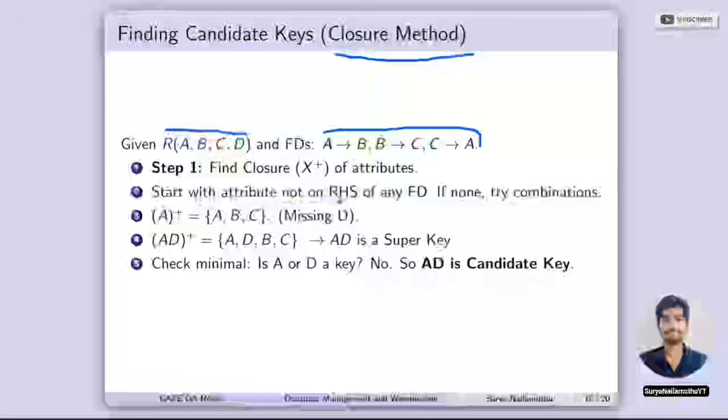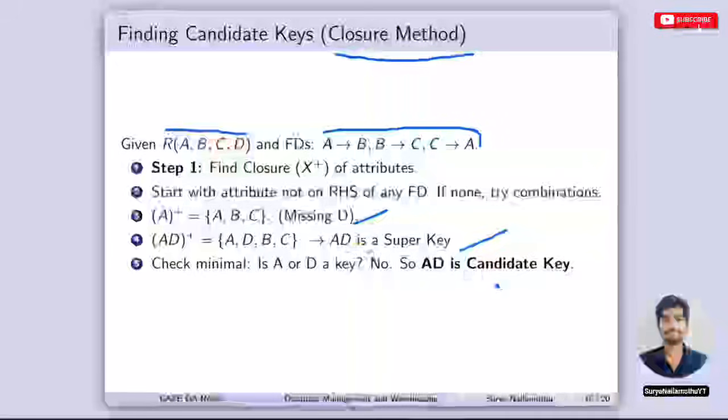The rule is start with an attribute not on the RHS of any FD. It means we don't need to start with B, C, A. We need to start with A, then B and then C. Then applying the closure to A, in the closure of A, D is missing. So we add D to A, then we get AD as a super key. So check the minimal. It means is A or D alone a key? No, because AD is a candidate key.